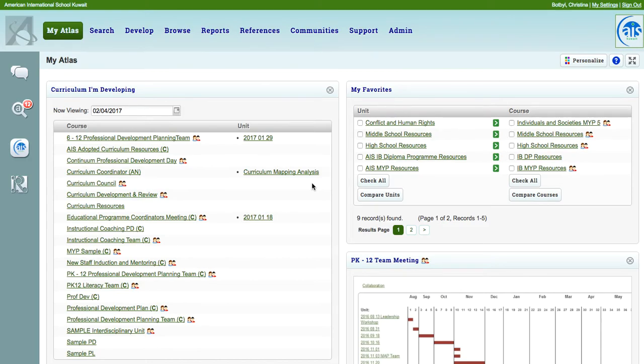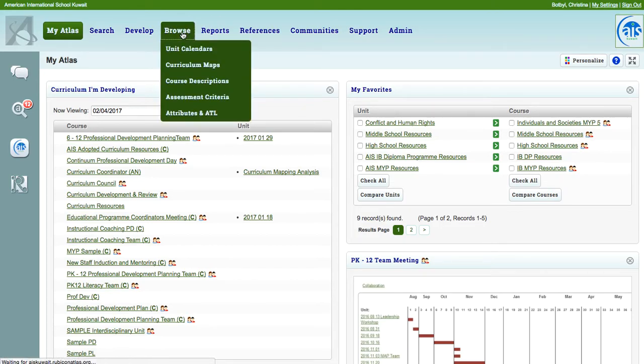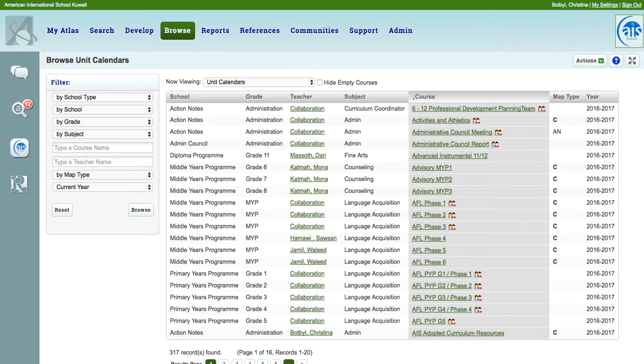Welcome to this brief tutorial focused on using the Browse feature in the Atlas system. The Browse feature allows users to find specific units in the AIS Atlas system.